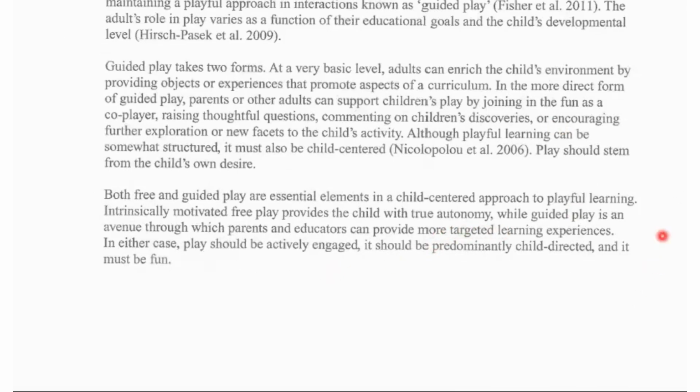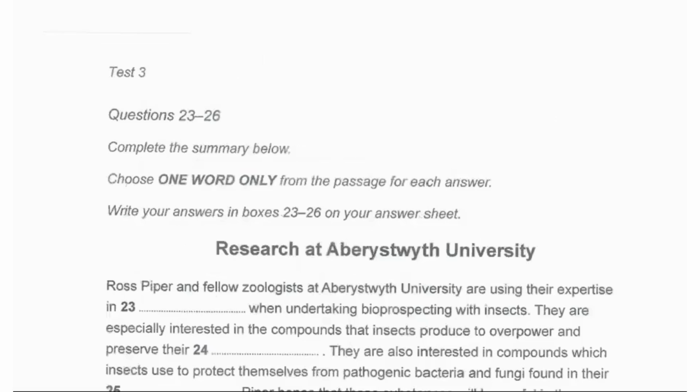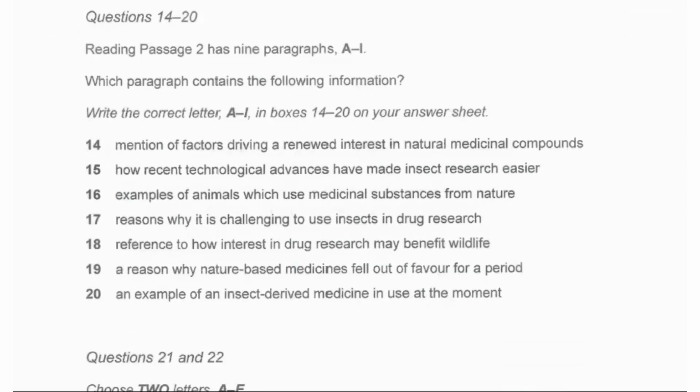So, ladies and gentlemen, I've solved all the gap filling questions in this book. So let me go back to my passage 2 and solve the matching information questions here. Who is still with me? Are you guys still with me? If you are still following me and enjoying the lesson, let me see your message in the chat box. All right, I can see some messages. Very good. Thank you very much.